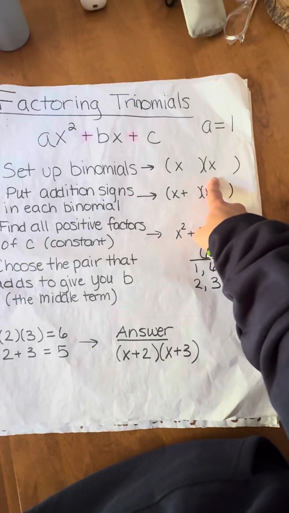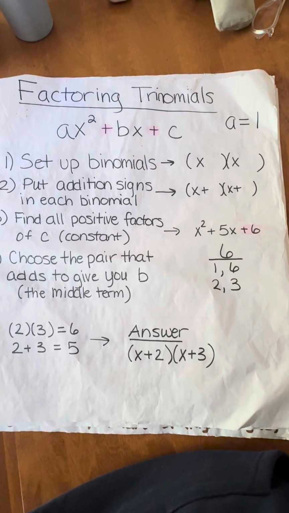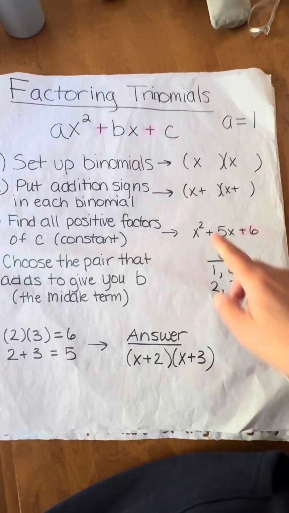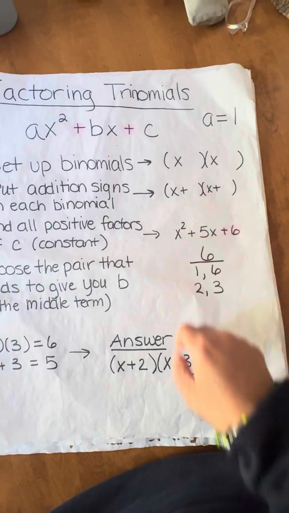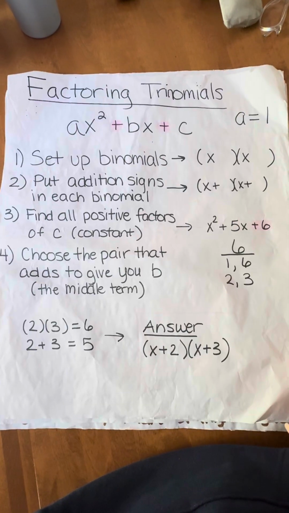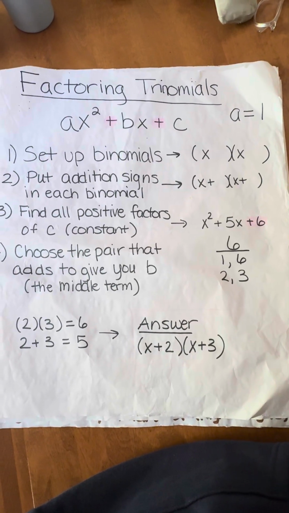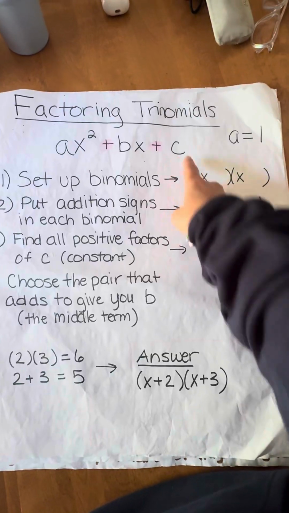You put them like that. So x and x in the sets of parentheses. Because it's an all positive trinomial, you're going to just put x plus, x plus. So that's your first two steps. Your next step is going to be finding all the positive factors that will get you whatever that c value is, or your constant. That's the one at the end right here.